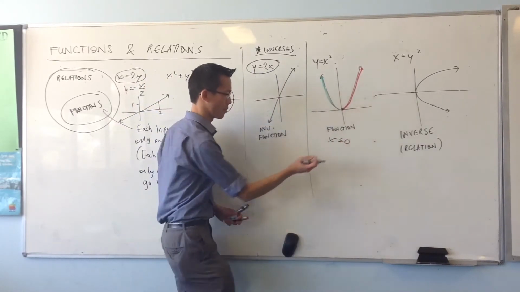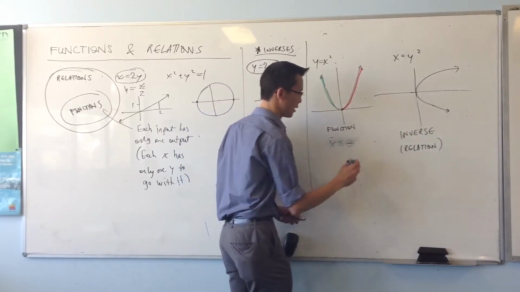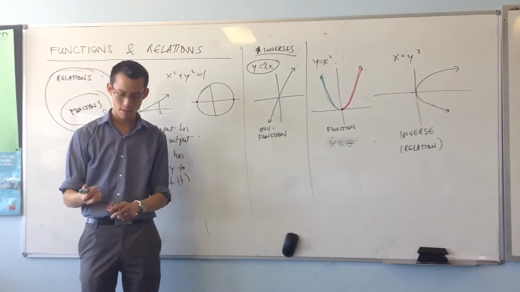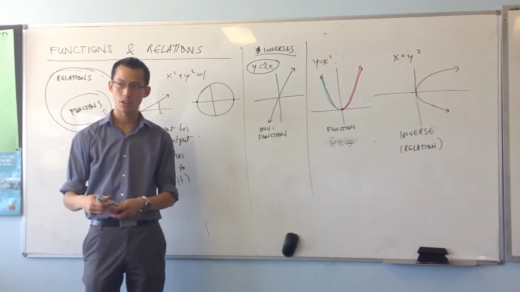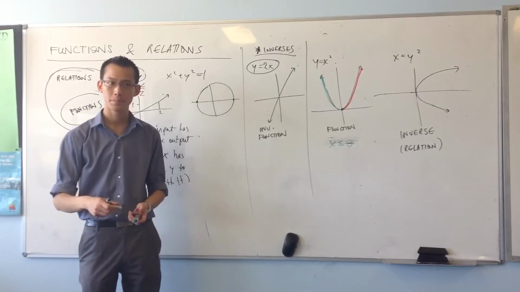Actually, I'll do it in green. What would be the inverse function if I only took the left-hand side and took the inverse of that? What would be the inverse function of that restriction on the domain?